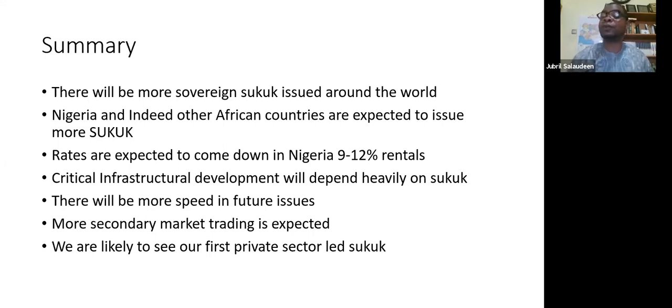We expect that there will be more speed in the issue of sukuk in the future. Today, it takes an average of 7 to 9 months to issue one single sukuk. So we expect that by now, around the world, the speed will have been gained, and we'll be able to come closer to treasury bills. You can actually issue treasury bills within 24 hours, but sukuk is not like that. So we need to see what we can do to speed up the issue. More secondary market trading is also expected, so we expect that people will be able to trade more and more in the secondary market using the sukuk.